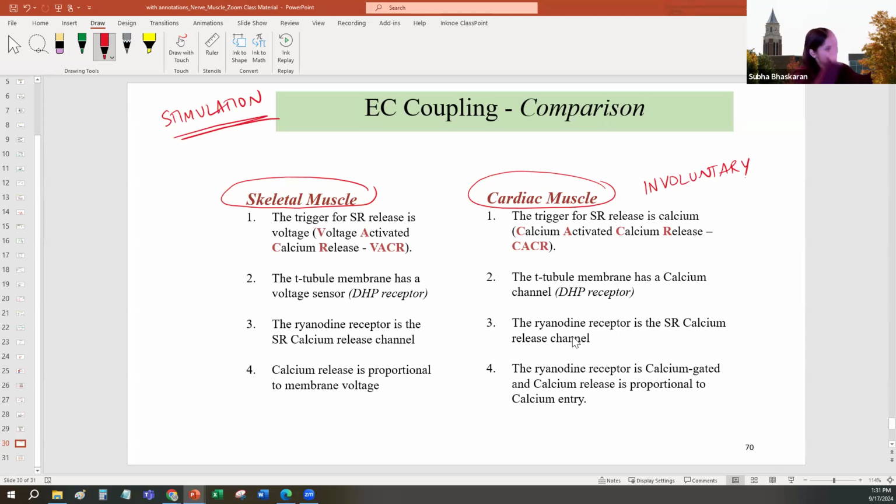Skeletal muscle, they have a dedicated motor neuron. Okay? Whereas cardiac muscle, even if I take the heart from my body, it can still beat. Listen, because they have those inherent pacemakers. Correct? So these pacemaker cells have the capacity to initiate stimulation on their own, right? But stimulation is still there, whether you take cardiac or skeletal. Got it? Okay. Involuntary.